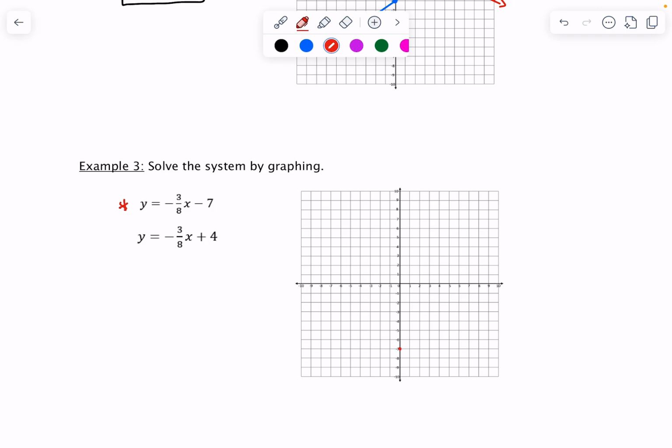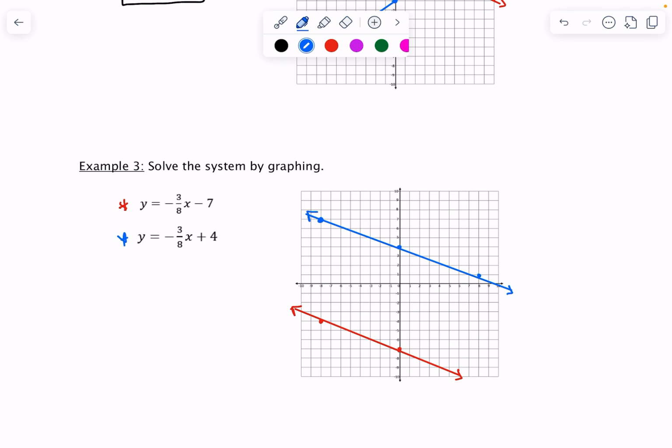I'm going to start at -7, and I'm going to go up 3 over 8 to the left. 1, 2, 3, 1, right there. I'm going to connect my line as nicely as possible. And then I'm going to graph the other line in blue. This time I'm starting at 4, and I'm going up 3 over 8 to the left again. 1, 2, 3, 1. Right here. I can go down 3 over 8 as well. Right there. Connect my line, and I should notice something important here.